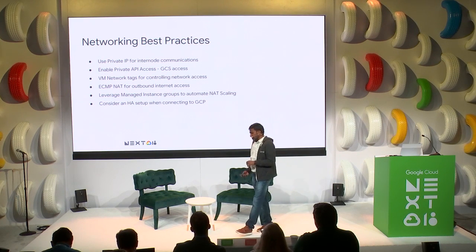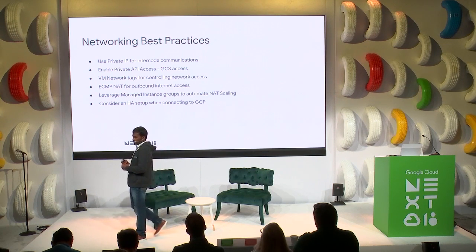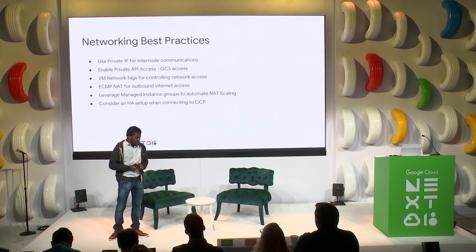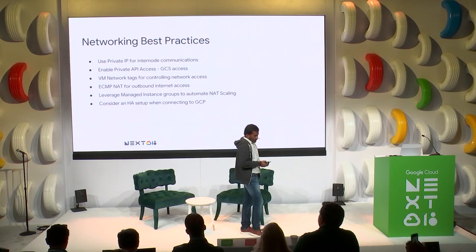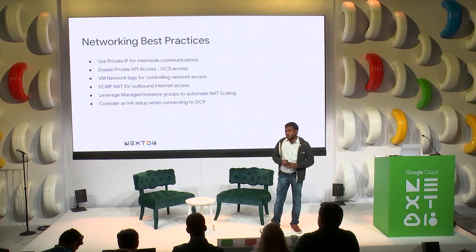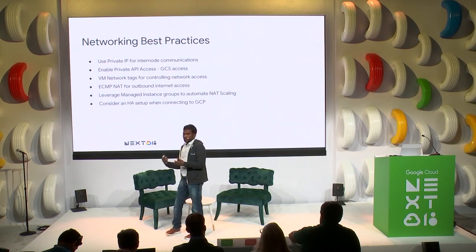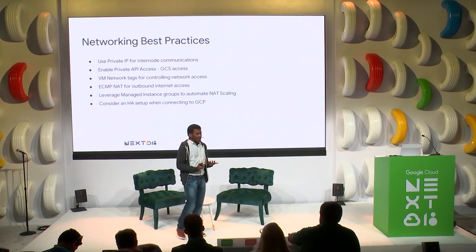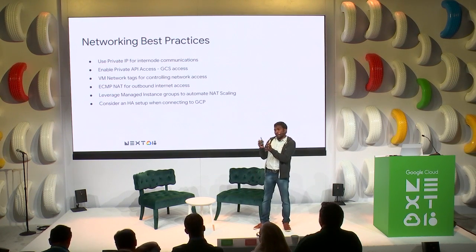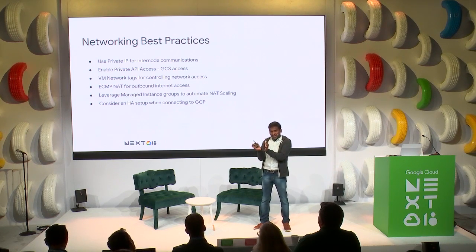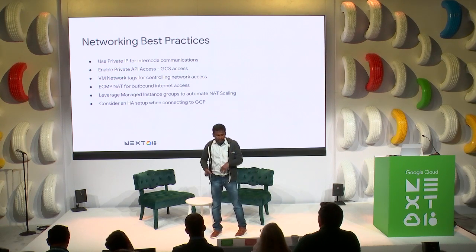When you are setting up your infrastructure, leverage private IPs for cross-node communication. This is a good practice, especially for latency and costs. And when you want to access Google Cloud Platform services like GCS, for example, to store your backups and offload backups, you can leverage private API access, which means that your virtual machine doesn't have to have access to the internet. With the private APIs, you can access the Google Cloud API services natively.